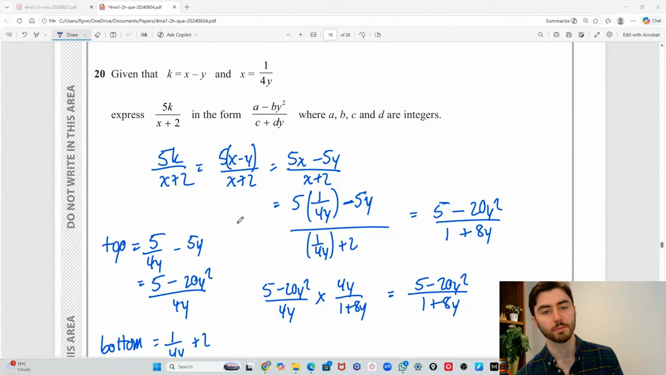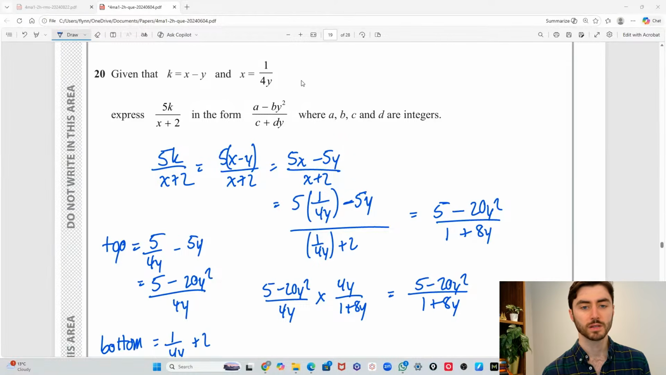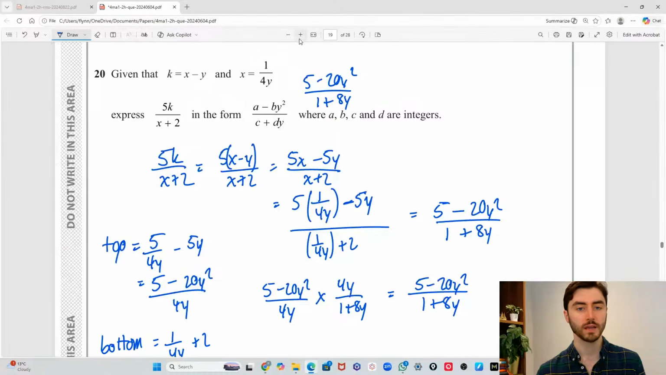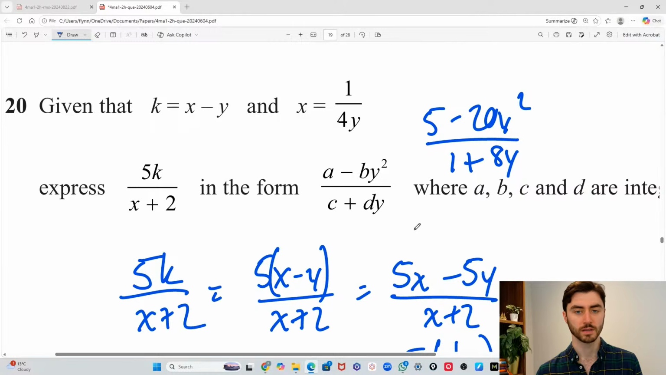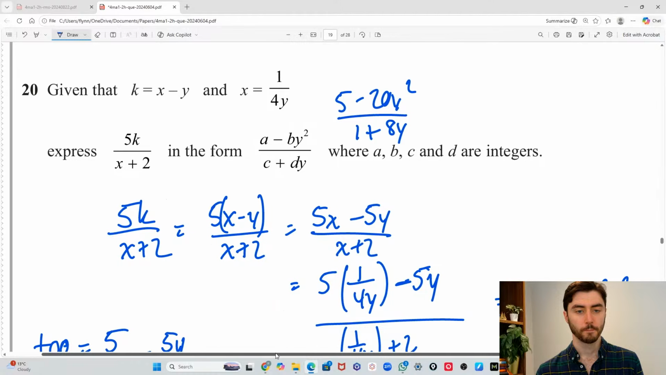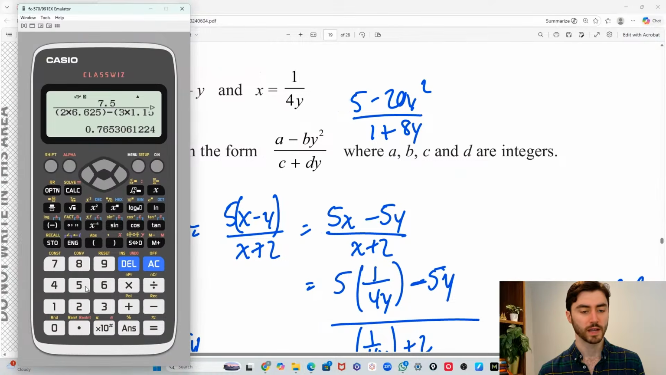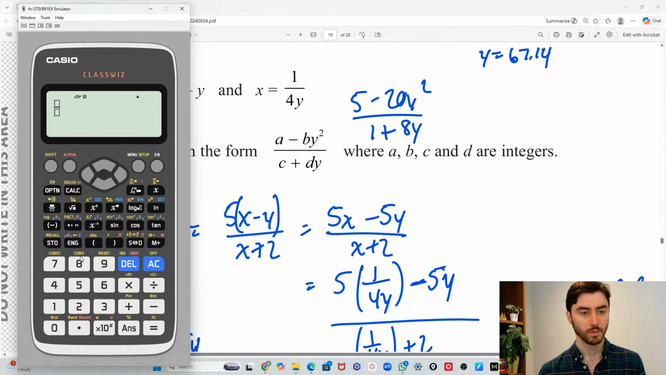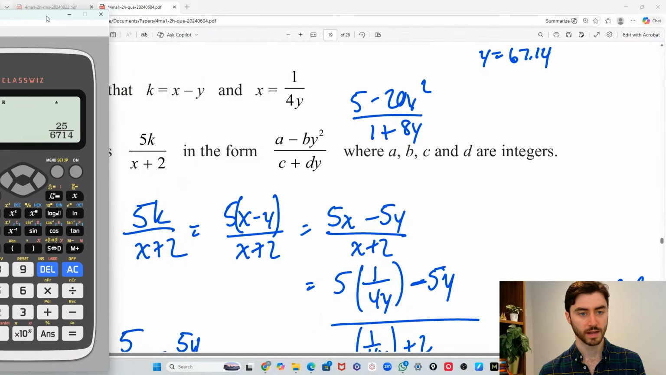So this one, we're going to take example values. So we said this was 5 minus 20y squared all over 1 plus 8y. What I'm going to do here is to find, for instance, let's choose a random value of y. So when y is 67.14. What we could find is 1 over 4 answer is this thing. So that's my x value.